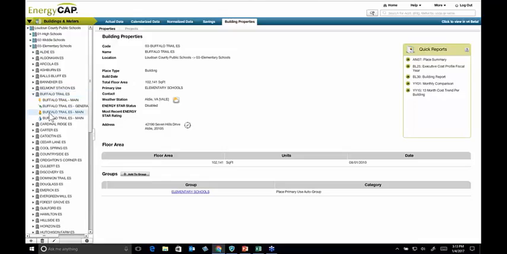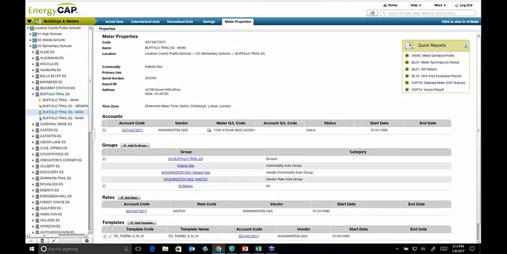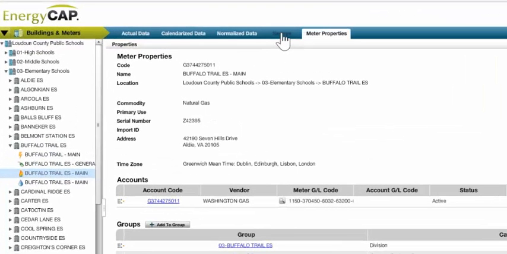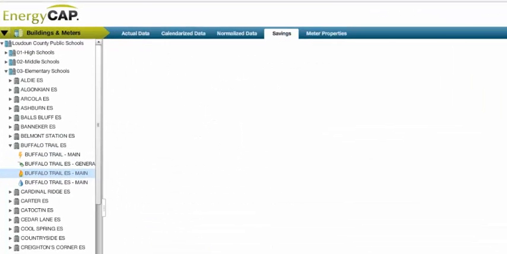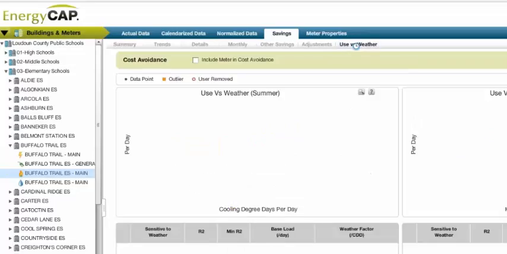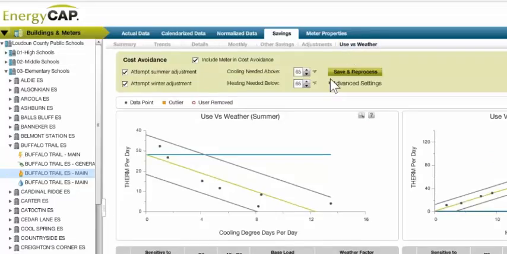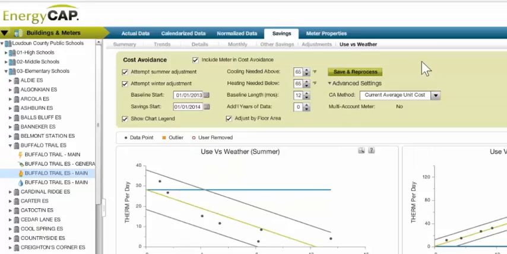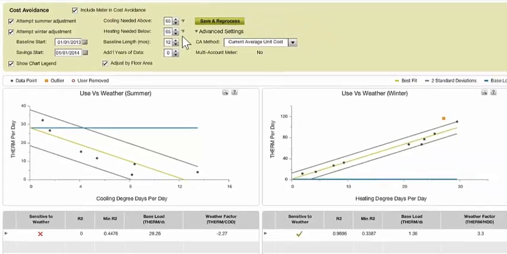Now, let's get into the gas meter next. When we set up cost avoidance, we do that from the Savings tab. So I'll go to the Savings tab and then go to Use versus Weather and open up the advanced settings. As a default, the way I've set up this database, we're defaulting the balance point temperature to 65 degrees. I would normally recommend something lower than that, but just to illustrate, we're defaulting it to 65 degrees. We're also defaulting it to attempt summer and attempt winter adjustments.